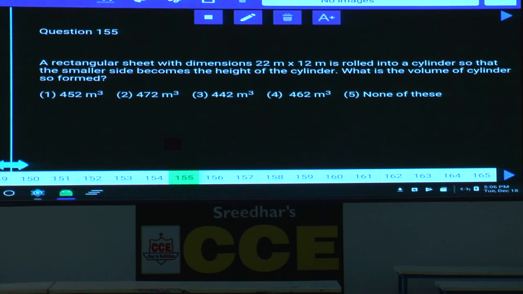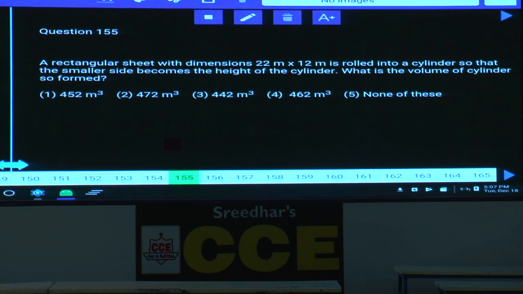See, you're asked to calculate volume. Volume should be which multiple? 11 multiple. Is the first option a multiple of 11? Second? No. Third? No. Fourth? Yes. But the fifth option is none of this. In place of none of this, if you have any other number which is not a multiple of 11, you can directly go for the fourth option as the final answer. But now you have to do it.